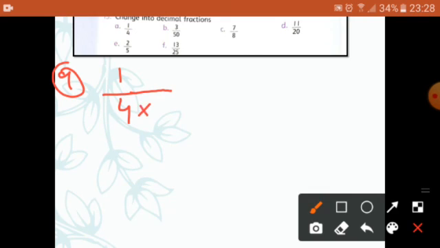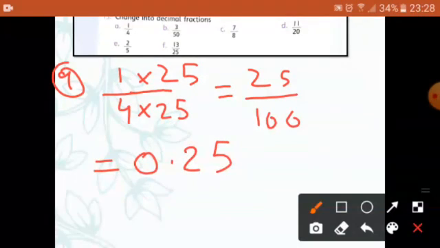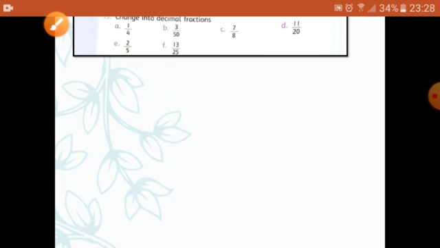So as we know that 4 times 25 is 100. So 4 times 25 is 100, and 1 times 25 is 25. In mathematics, whatever operation we perform on the denominator, we have to do the same thing with the numerator. So it is 25 hundredths. See how simple it is. So 25 hundredths means it is 0.25. See how simple, if we are just converting the denominator into 10, 100 or 1000. So in the same way you can convert all these fractions and you can get your decimal answer.